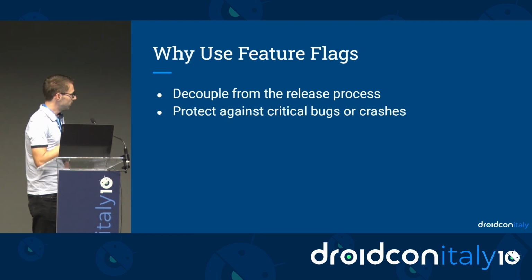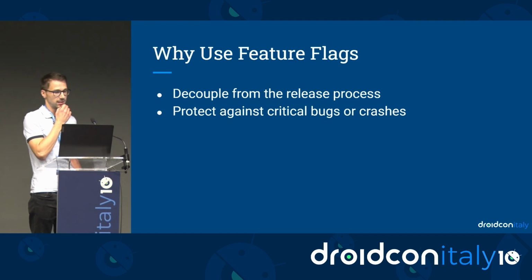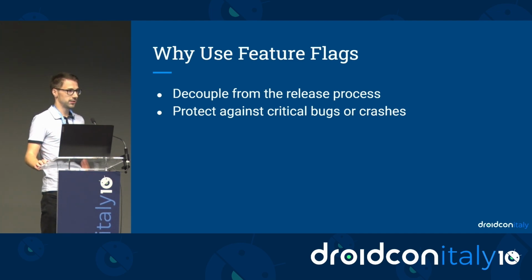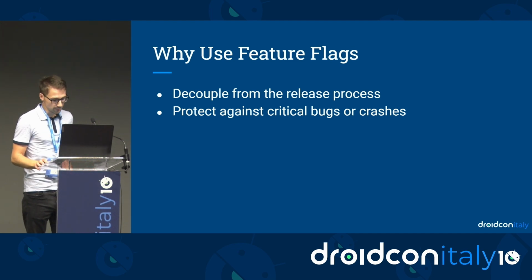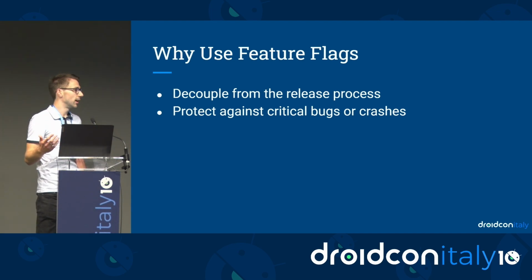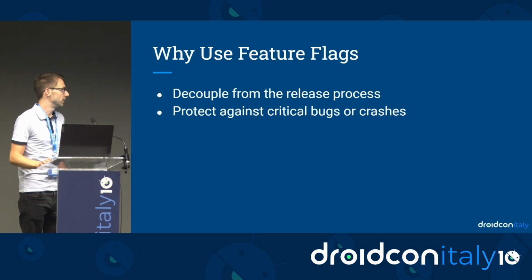I talked about this before, but it helps you protect against critical bugs or crashes, because if you roll out some feature and then you start noticing that the app is crashing in this new feature, you can just disable the feature flag, and that buys you some time to fix it in peace and then release the fixed version, and then you can wait for users to adopt, and then you can turn the feature back on again, and that fixes the issue.